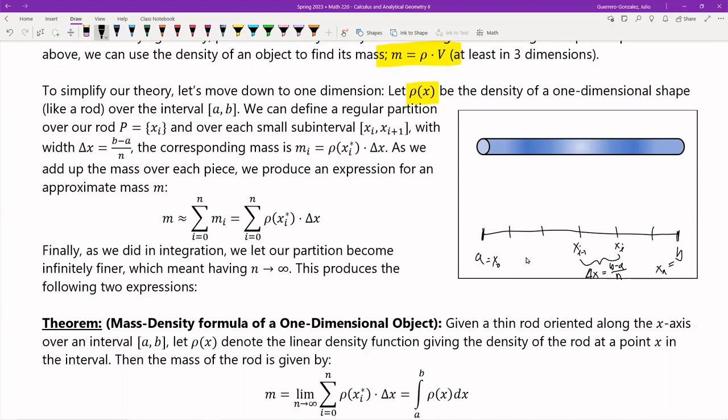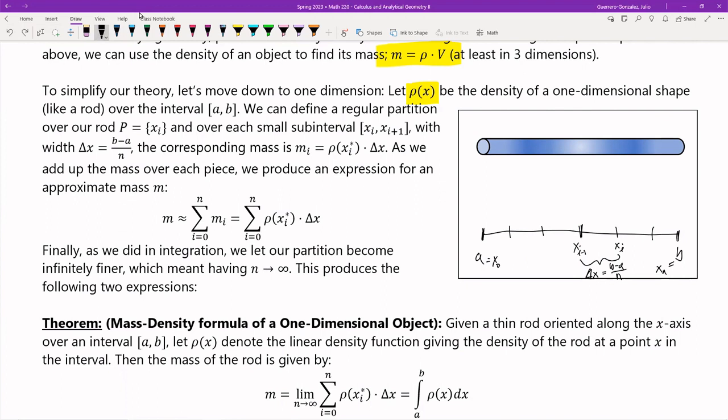So let's say we want to find the mass of our rod, the mass of this entire rod that's up here. Because the density changes over the rod, each little piece will have a different mass. Since our density changes across the rod, the mass will be different for each little chunk. But that sort of gets solved when we divvy it up here.